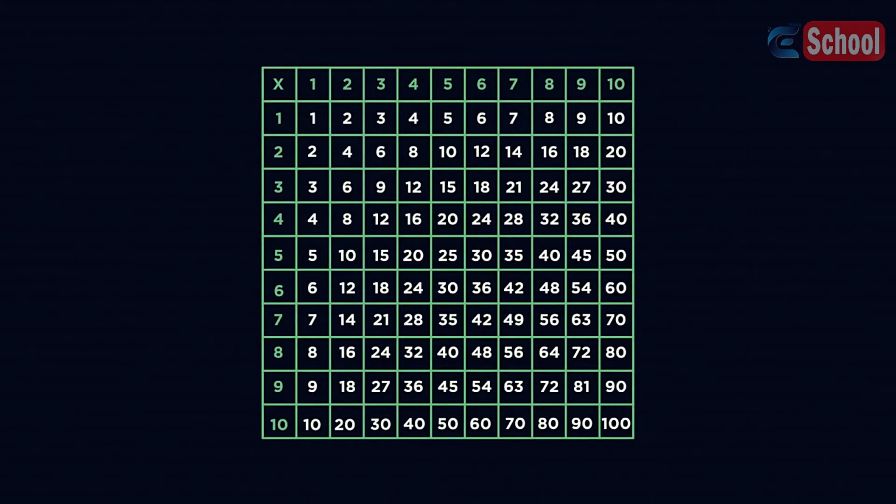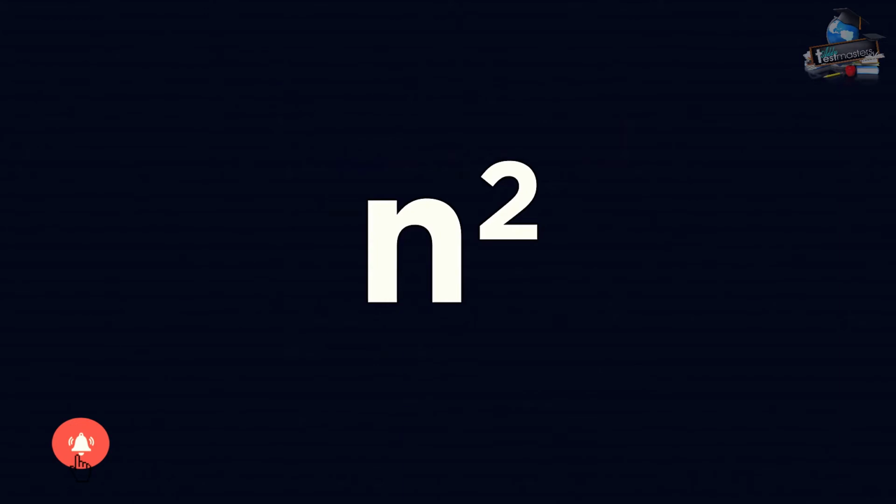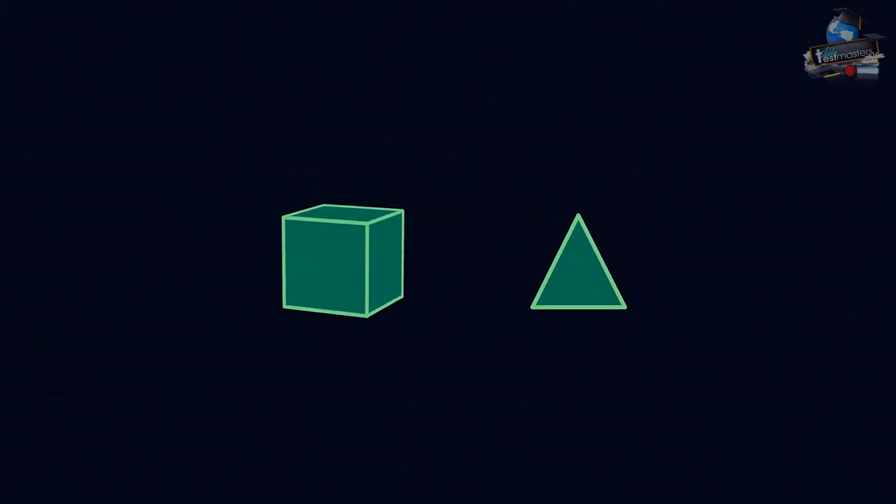In a multiplication table, they are found by going diagonally, from top left to bottom right. The nth term of a square number is simple. It's just n squared. They link with both cube and triangular numbers, and we'll see how soon.